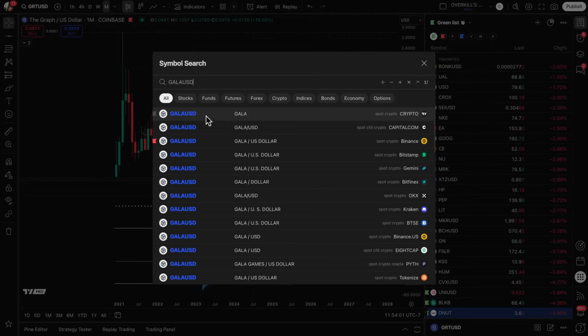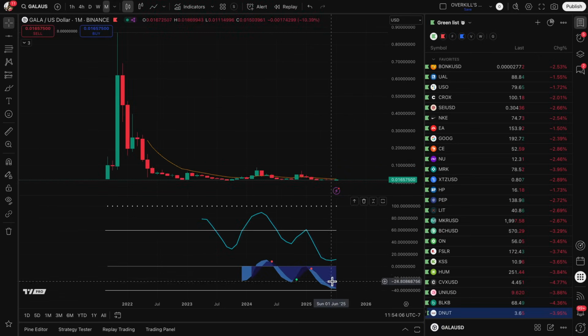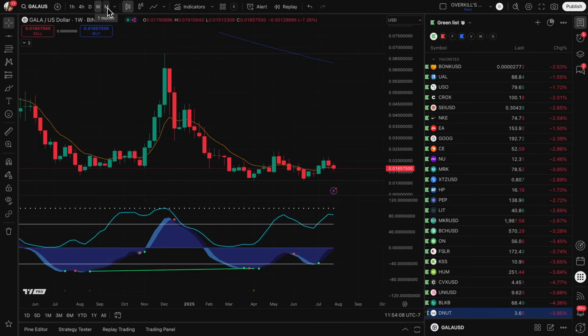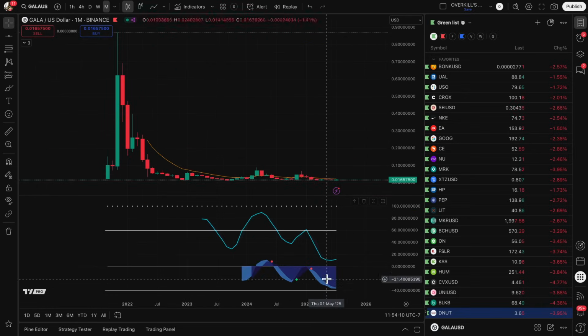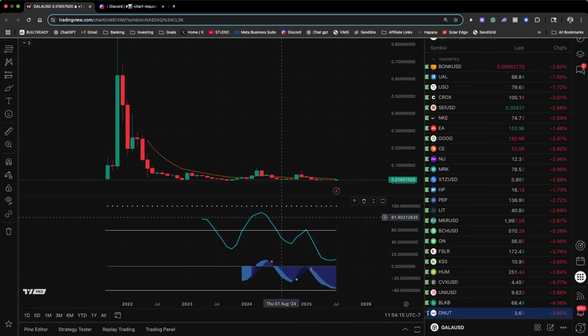Gala. Did that one get the green dot there? Nope, not yet. But again, another one you could anticipate down here on a weekly. And looks like you got it a couple weeks ago. So again, that's the signal we're looking for. IMX, we did LDO.